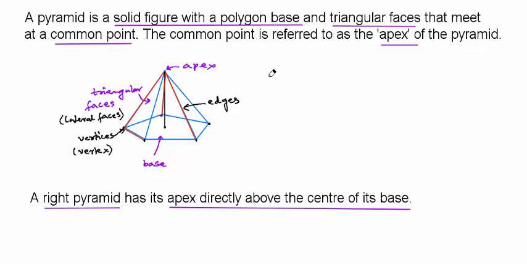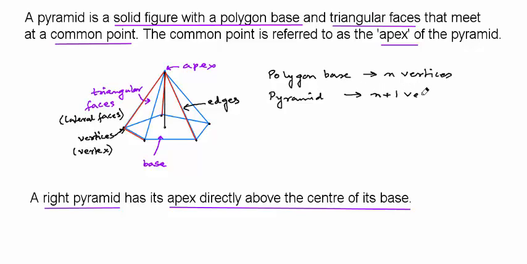Let me then write that down. If you have a polygon on the base that's got n sides or n vertices on the base, that means the pyramid, like I said, has got n plus 1 vertices. One extra vertex, which is the apex, and n plus 1 faces, and 2n number of edges.